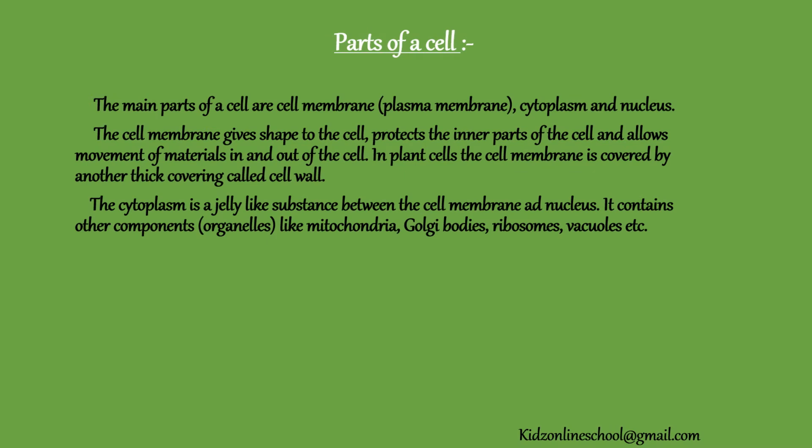Parts of a cell. The main parts of a cell are cell membrane, cytoplasm and nucleus. The cell membrane gives shape to the cell, protects the inner parts of the cell and allows movement of materials in and out of the cell. In plant cells, the cell membrane is covered by another thick covering called cell wall. The cytoplasm is a jelly-like substance between the cell membrane and nucleus.